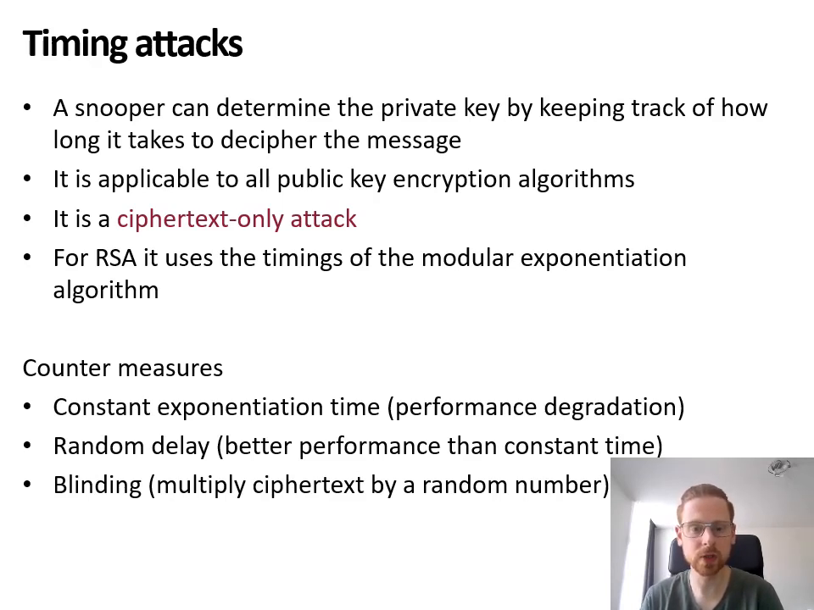So, the third type of countermeasure is to use blinding, which multiplies a ciphertext by a random number before decryption. As the attacker does not know this random number, he is therefore not able to derive information about d from the timing of the modular exponentiation.